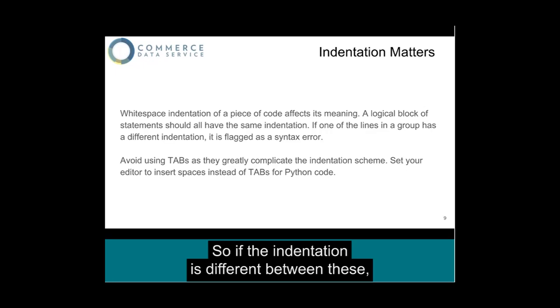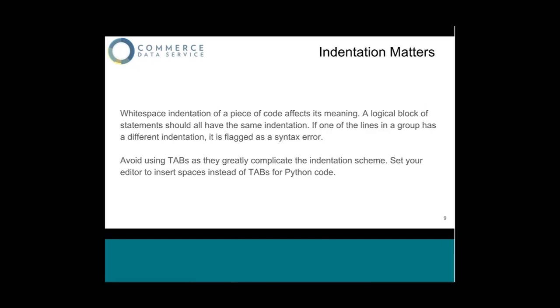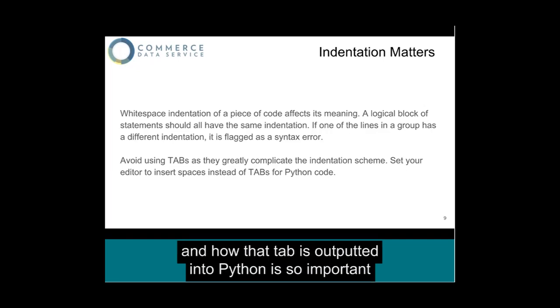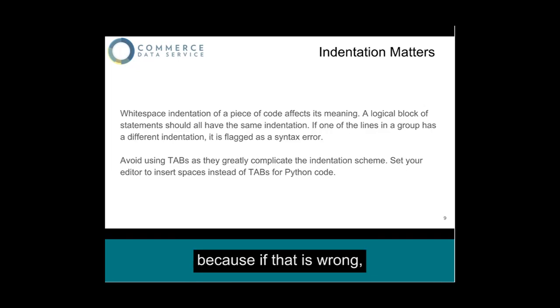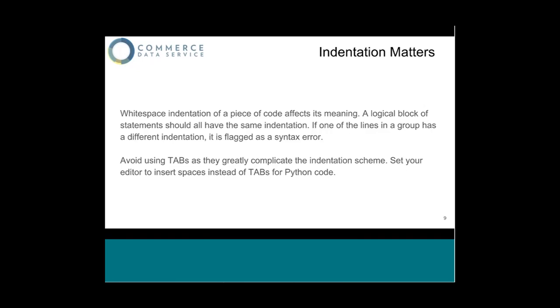So if the indentation is different between these, right, Python will throw a syntax error. It'll tell you something is wrong as it's trying to interpret the line. And that's why oftentimes the tab is so important, and how that tab is outputted into Python is so important, because if that is wrong, the whole interpretation of that is wrong. The way you program the logical block that it defines it on is wrong.